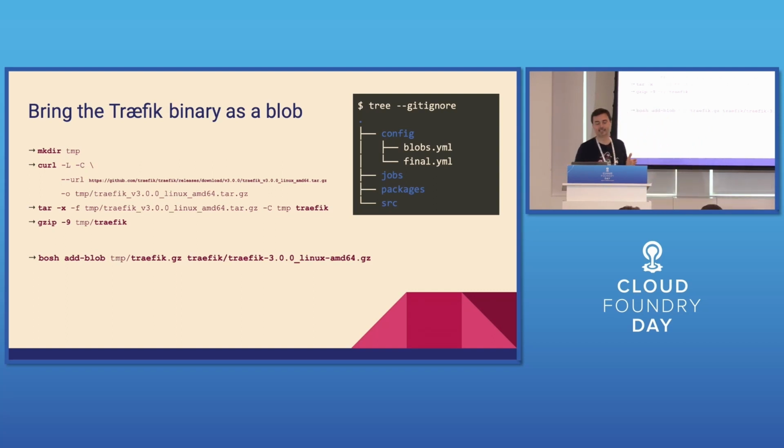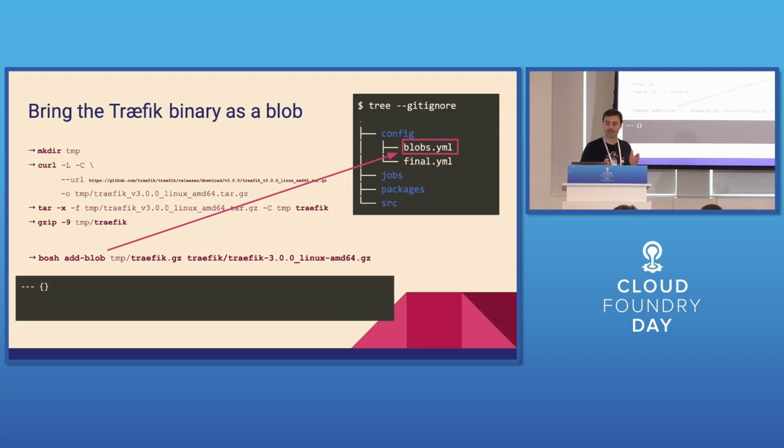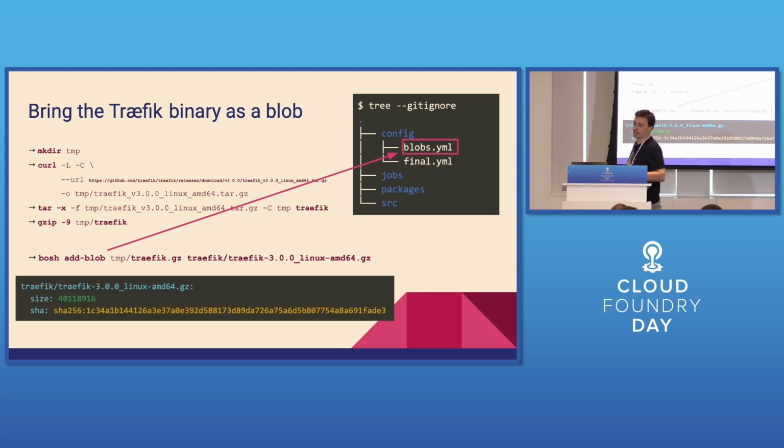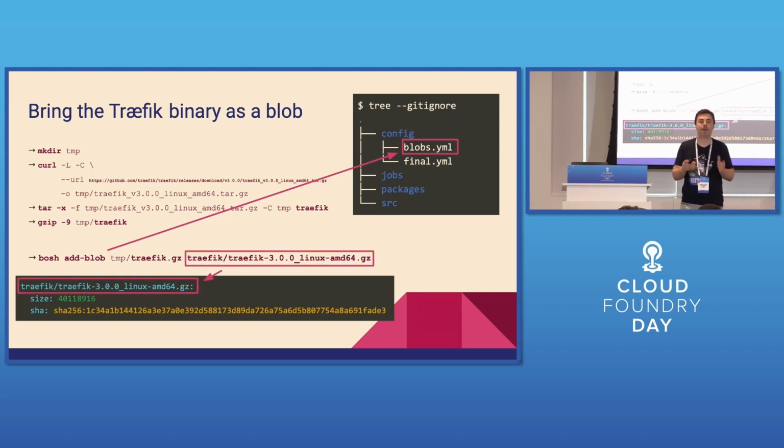And there, it's going to populate this blobs.yml file. And at first, it just looks like this. It's an empty dictionary of YAML. There's nothing, no blobs. And once we add it, it becomes that. And we can see that the final argument, the second argument to bosh add-blob, is the virtual path. And that's how it's going to look to BOSH. And it appears in the blobs.yml file.